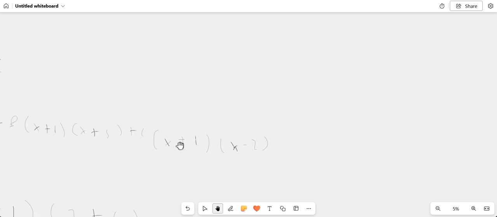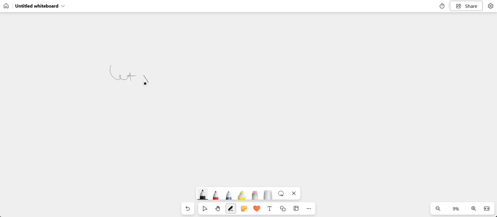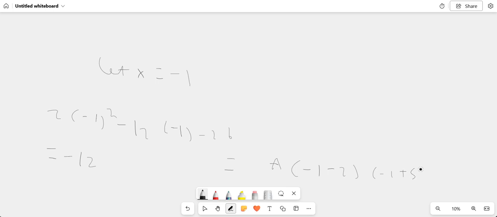Let x equal minus 1 to get rid of the x plus 1 bracket. So let x equal minus 1. Cool. So we have 2 open bracket minus 1 squared, yeah, minus 12 open bracket minus 1 minus 26. And that's equal to minus 12 if you put that in a calculator. And all of that is equal to, forget about part B and part C because they both have the x plus 1 bracket, so they'll cancel anyway. So just put it into the brackets that were next to A. So minus 1 minus 2 and then minus 1 plus 5.